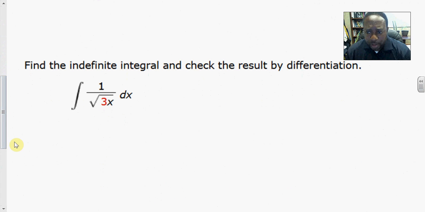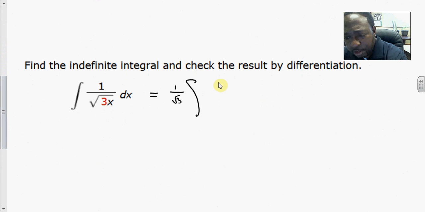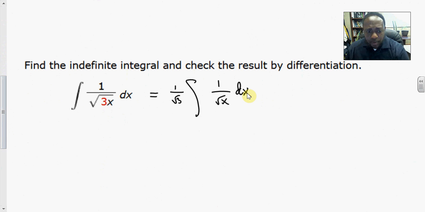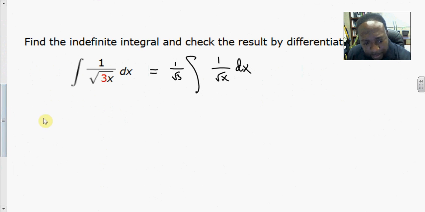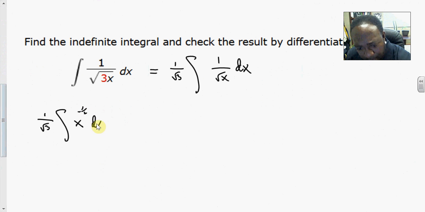Find the indefinite integral and check the result by differentiating. We just integrate. Good to check it. You always check it to make sure you got the right result. So this is 1 over the square root of 3, which I'm going to pull out because it's a constant, times the integral of 1 over the square root of x dx. The interesting thing here is that there's no u du substitution. We just integrate directly. So why is this problem even in this section? I don't know why. This is the integral of x to the -1/2 dx.